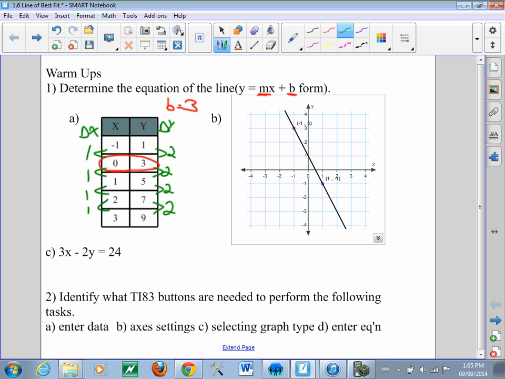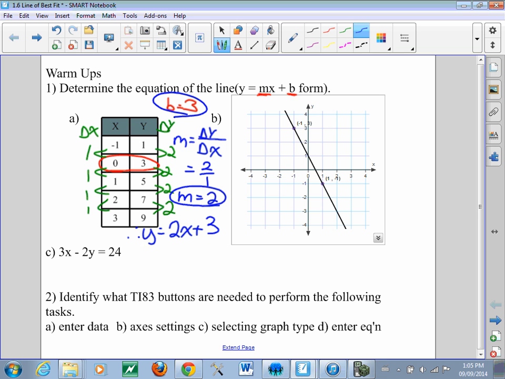To figure out the slope, in this formula I'm going to use change in y over change in x. I sub in my values. It's going to be 2 over 1, which tells me slope equals 2. I've got my m value. I've got my b value. So therefore, y equals 2x plus 3. There's the equation when given a table of values.